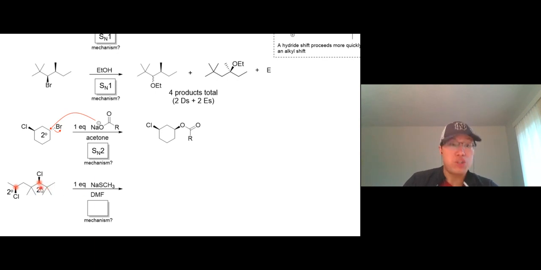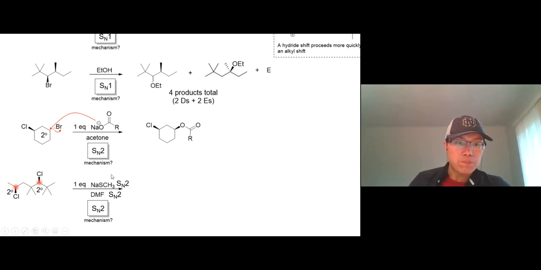Depends. Let's look at the nucleophile, shall we? The nucleophile, we have sodium methyl sulfide. Ionic bond right there, so this is going to be a strong nucleophile going SN2. Dimethylformamide is a type of polar aprotic solvent, which facilitates an SN2 reaction. So totally, this reaction will go SN2.